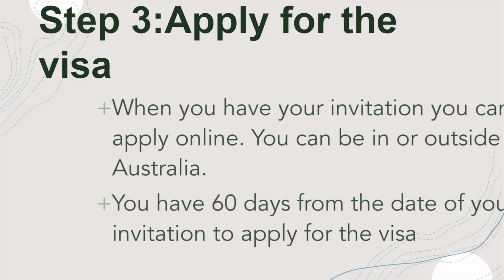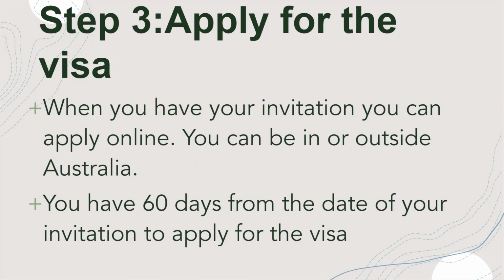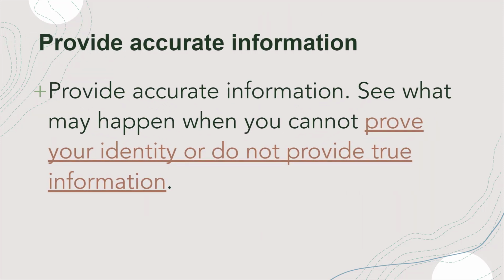Now, let's have a look at apply for the visa. When you have your invitation, you can apply online. You can be in or outside Australia. You have 60 days from the date of your invitation to apply for the visa. Provide accurate information. See what may happen when you cannot prove your identity or do not provide true information.